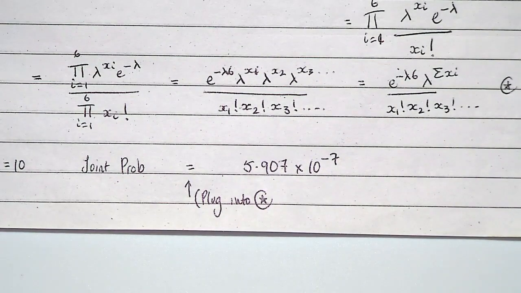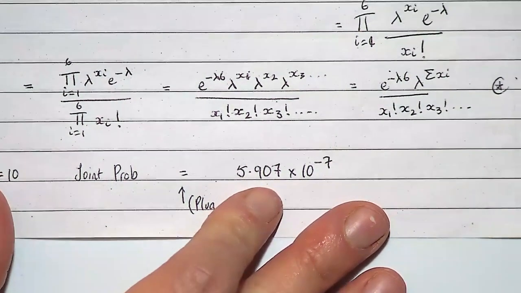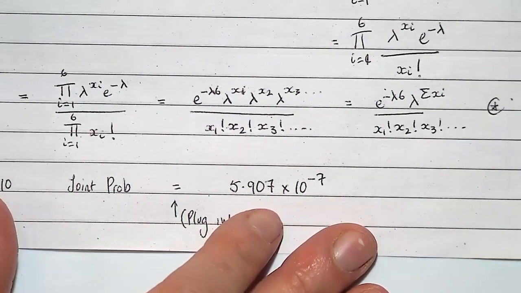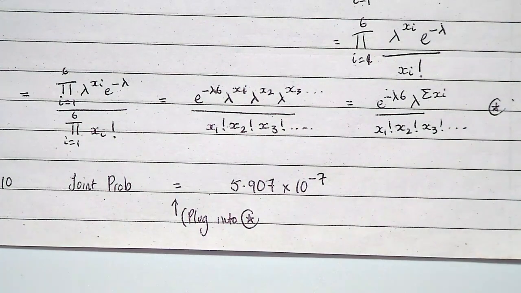5.907 times 10 to the minus 7. So it's really tiny, but I'd expect it to be really tiny, because the number of possible values of a sample of size 6 of the Poisson, with each realization Poisson, the space of possible outcomes is really, really massive. So I'm expecting the probability of one particular outcome to be low, and I've got this value.